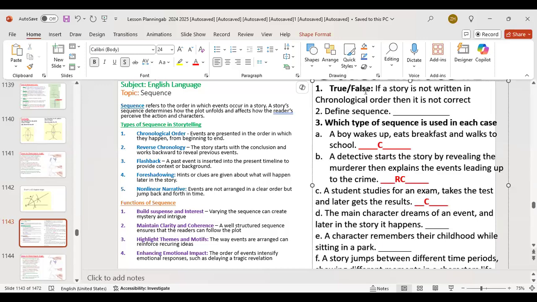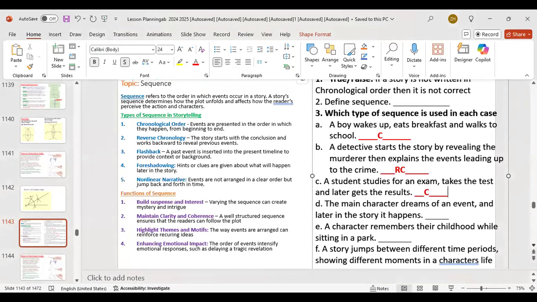D, the main character dreams of an event, and later in the story, it happens. Foreshadowing. Very good. That's foreshadowing.